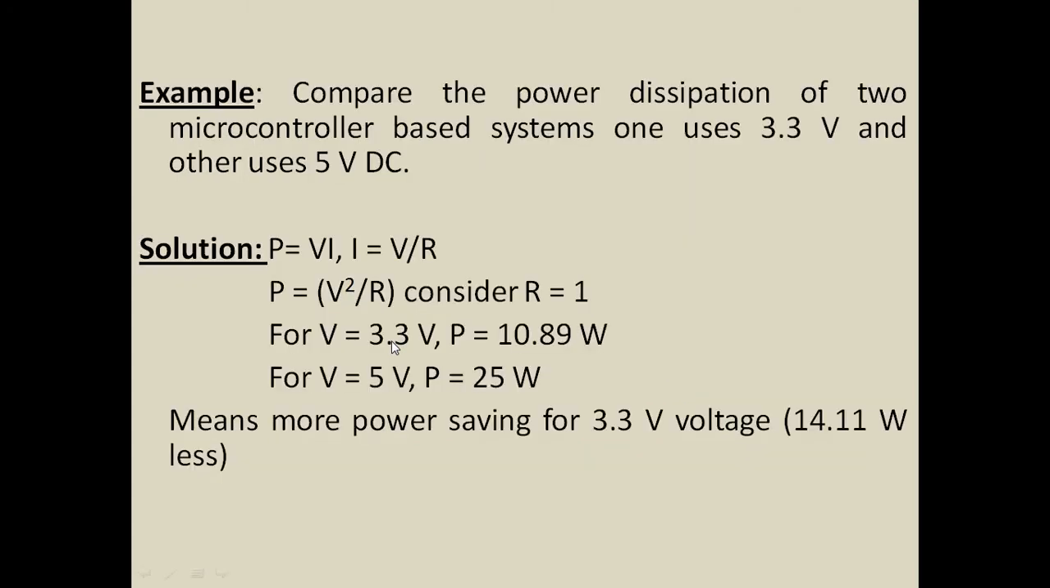Here you can compare the power dissipation with respect to the supply voltage of the microcontroller. There are two microcontroller systems, one with 3.3 volts and the other with 5 volts DC supply. The power dissipation is given by V square by R. Here for understanding we are considering R, that is resistance, as 1 ohm. For 3.3 volts the power dissipation is 10.89 watts, and for 5 volts the power dissipation is 25 watts. So here you can clearly see that by operating at a lower voltage, the microcontroller power consumption can be reduced.